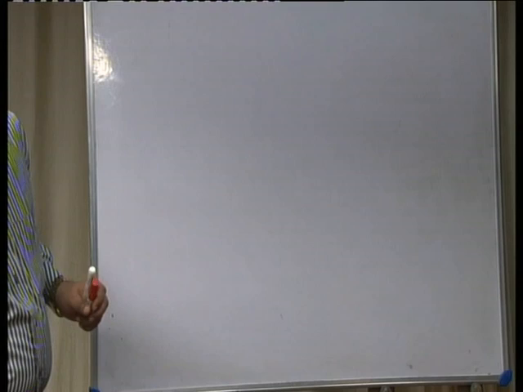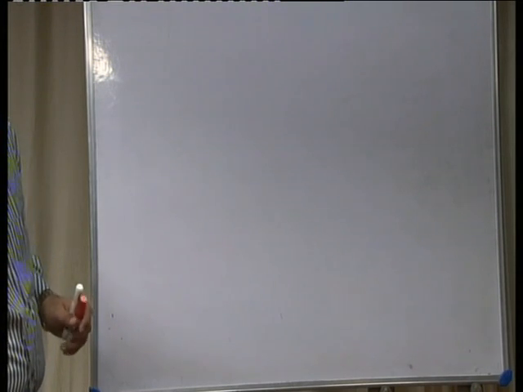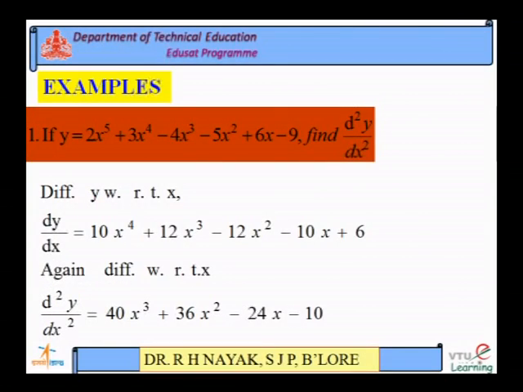You take an example. If y is equal to 2x to the power of 5 plus 3x to the power of 4, you can take any example, minus 5x square plus 6x minus 9. Find d square y divided by dx square.